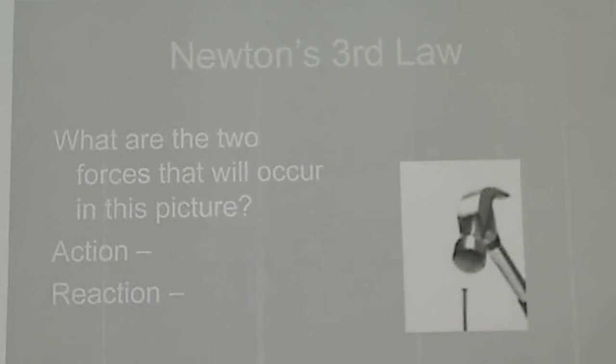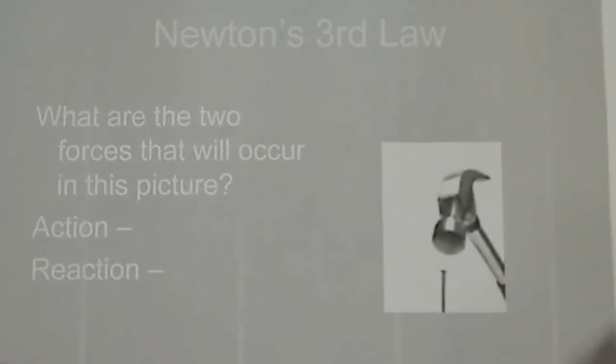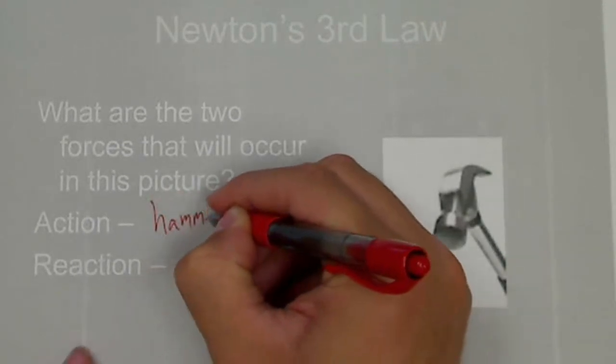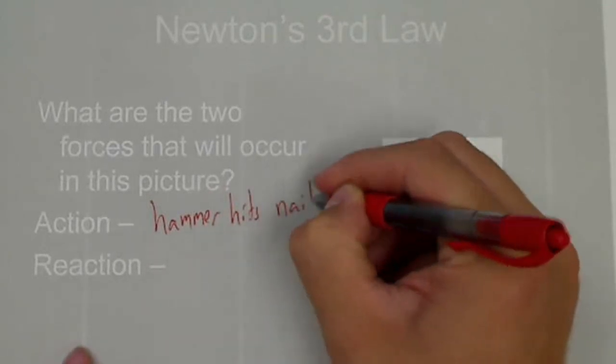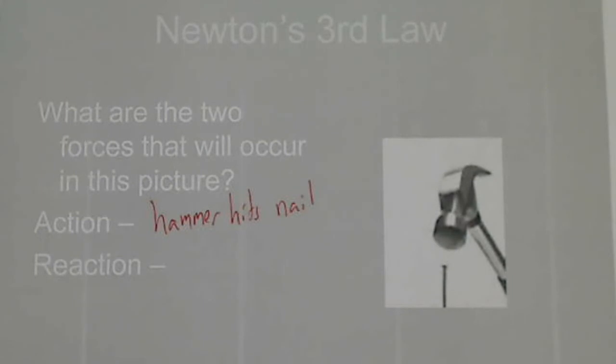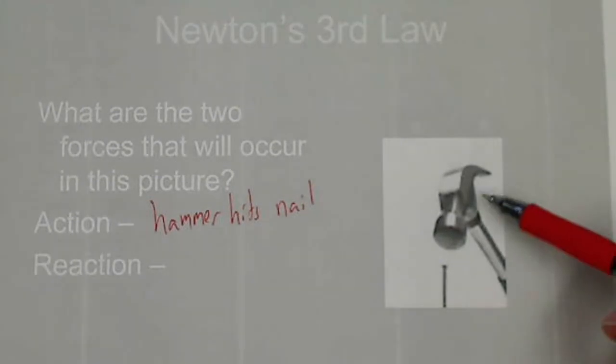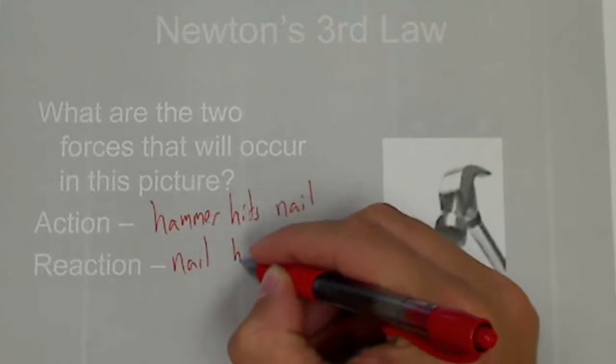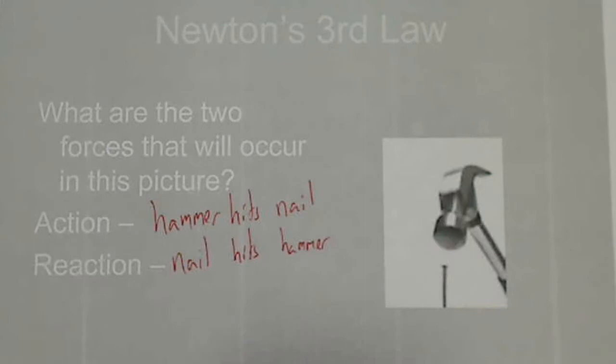So if we're looking at these pictures and we ask ourselves, what are the two forces that will occur in this picture? The action is hammer hits nail. Now, if we ask ourselves what the reaction is, a lot of people will make this mistake and say the nail goes into the wood, or the nail goes forward. That's not the reaction. The hammer applies a force on the nail, and the nail applies an equal and opposite force back onto the hammer. If you've ever had to hammer a bunch of nails all at once, maybe 20 in a row, you'll feel your arm getting sore. That's because every time you hit, it hit back and all that force was absorbed into your arm. It will start to get sore.